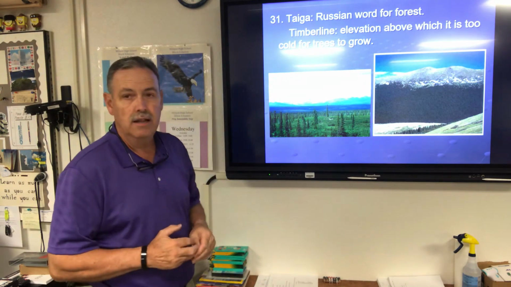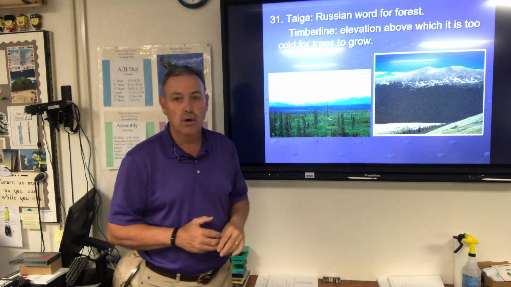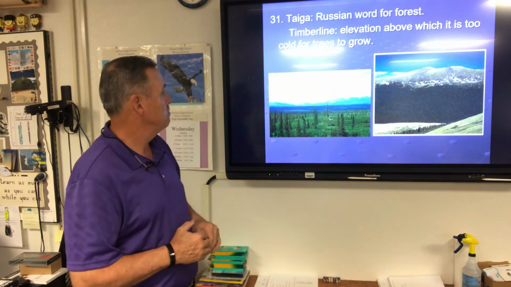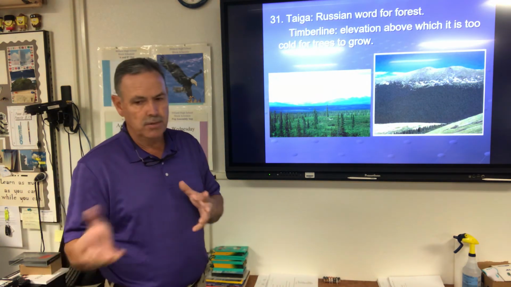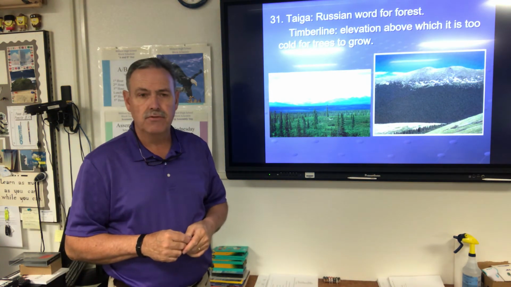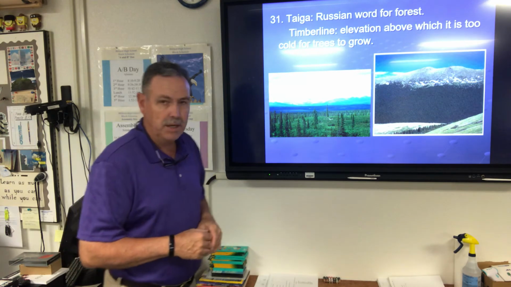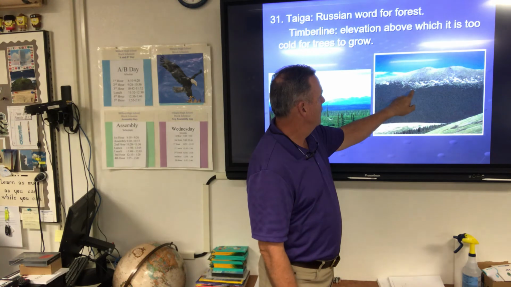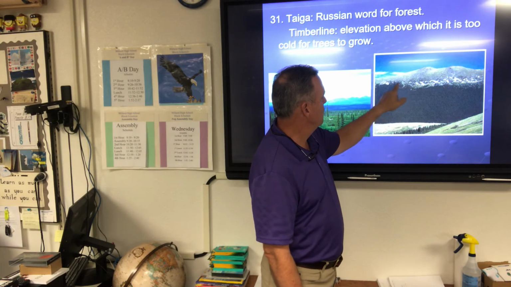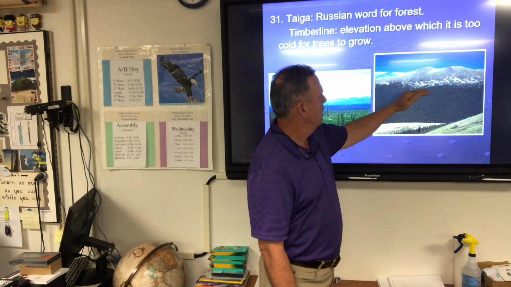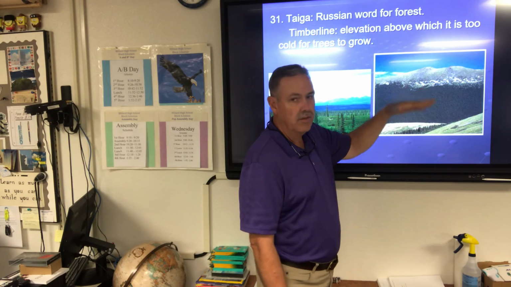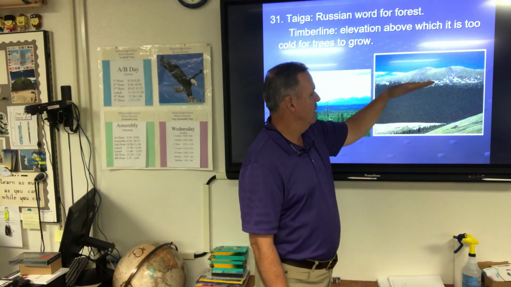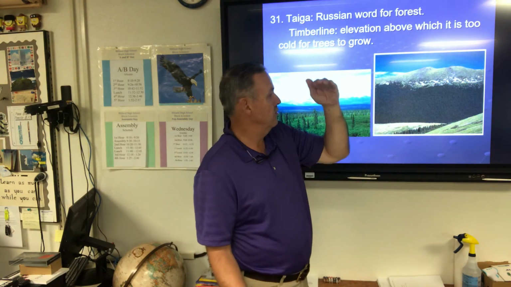The timberline, elevation above which it is too cold for trees to grow. The number I've always remembered is about 10,000 feet, although that could vary depending on where you're at. You can see on this picture here, the trees start to get a little sparse here, but they're still fairly thick over here. But then, within 1,000, 2,000 feet, you go from having lots of trees to no trees.